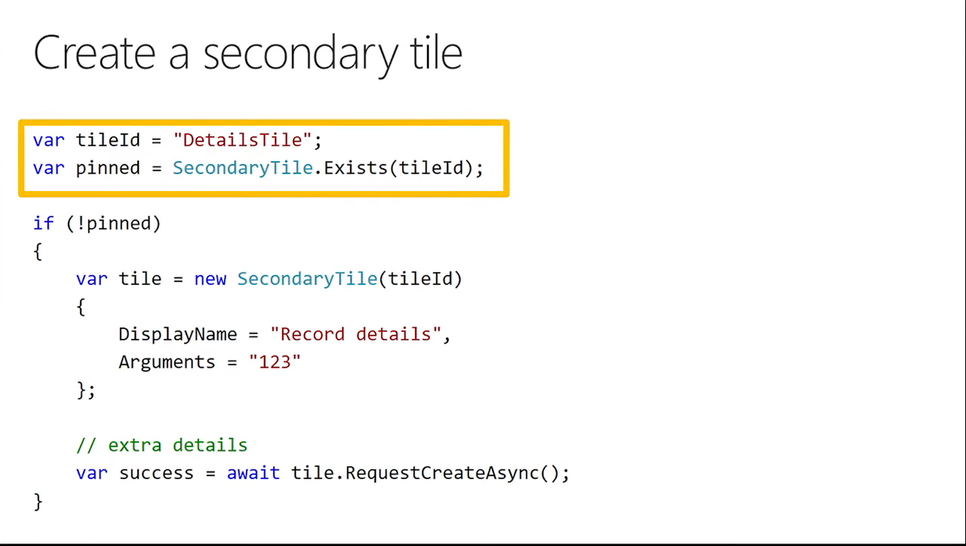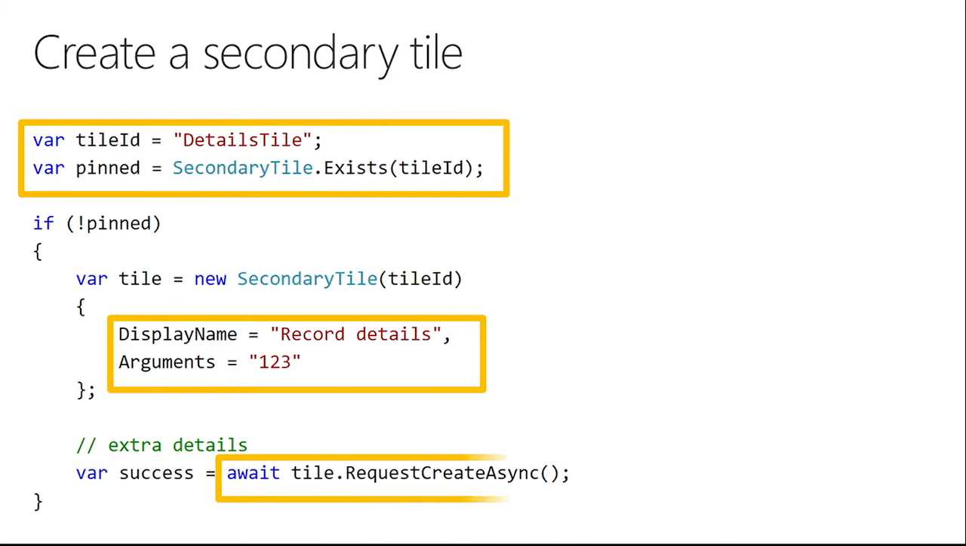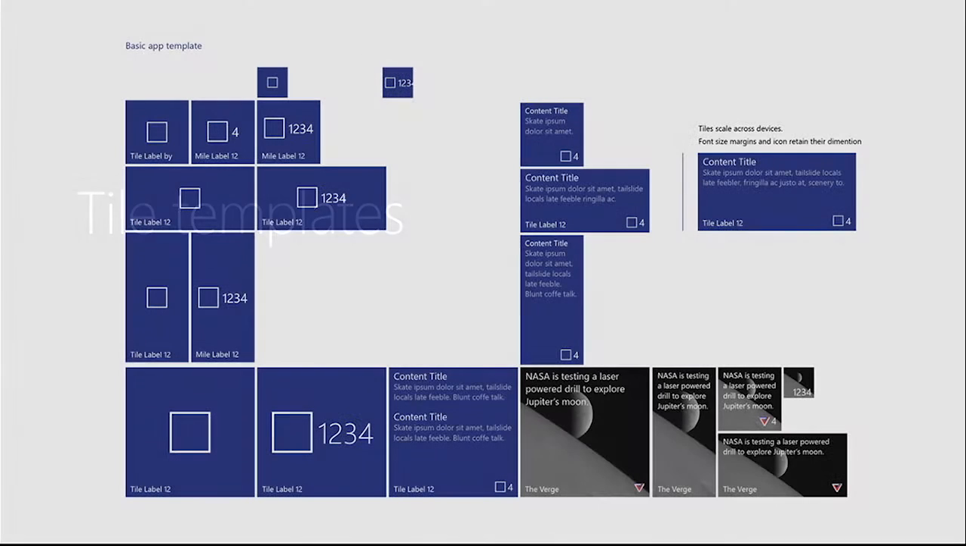Nice and simple. And RequestCreateAsync is actually pretty nice because it asks the user to pin the tile. You can't pin the tile programmatically without asking the user, so they have to know that you're pinning. Yeah. So you can't just spam the start screen. Yeah, no, that's right. Spamming the start screen would be bad. Yeah. Now, how do you define the content for tiles?